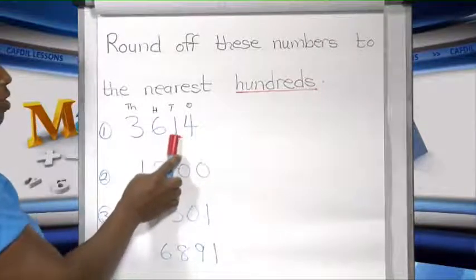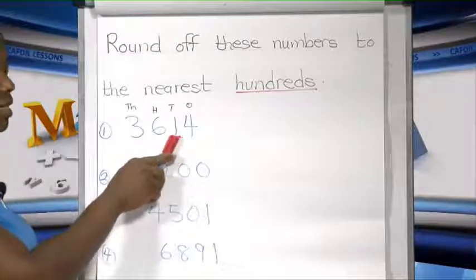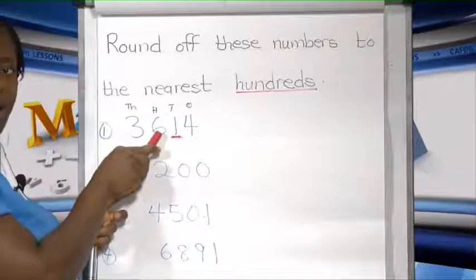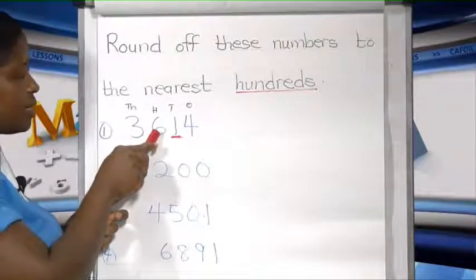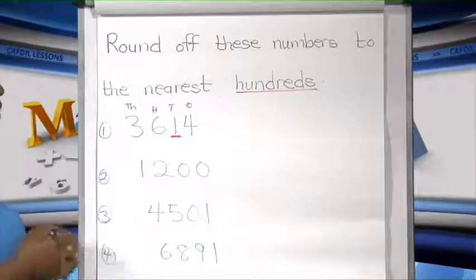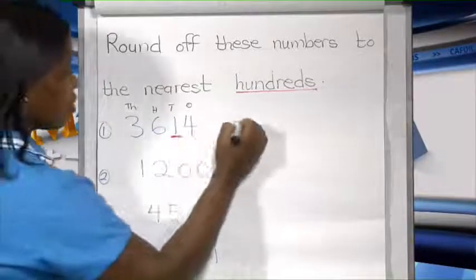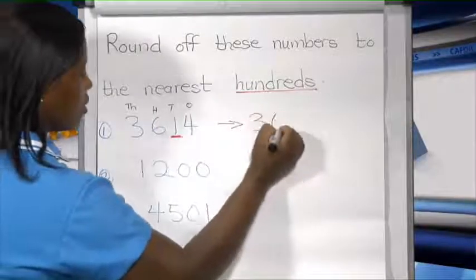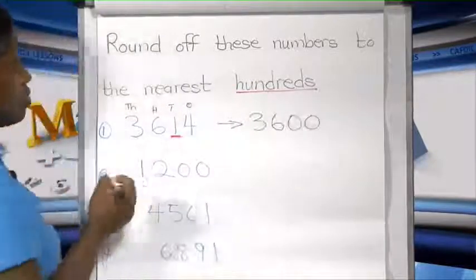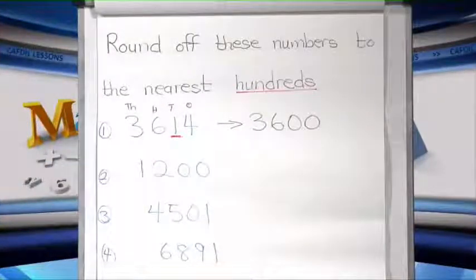So let's look at the digits over there. It is 1 and it is less than 5. So we are going to maintain the digits at the hundreds place and write the rest as zeros. So with this, we're going to have 3, 6, and 2 zeros. So 3,614 to the nearest hundred will be 3,600.